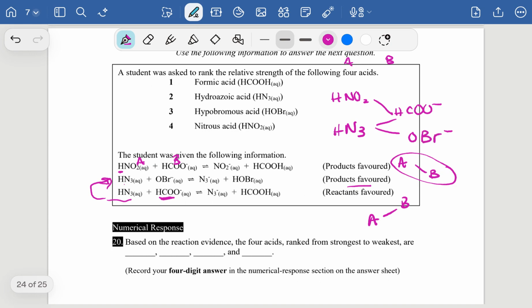Now when it's asking about the strength, that HNO2 would be the strongest one. Next would be the acid that corresponds to this base, which would be formic acid, so number 1. Then HN3, so number 2. And then lastly, the acid that relates to this base, which would be number 3.